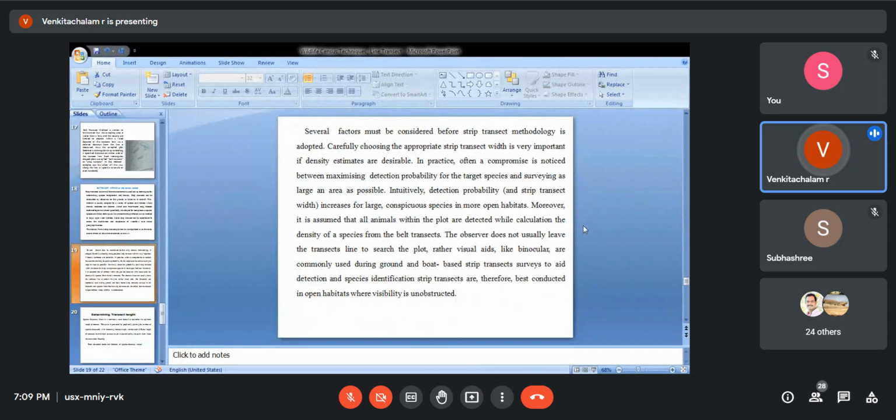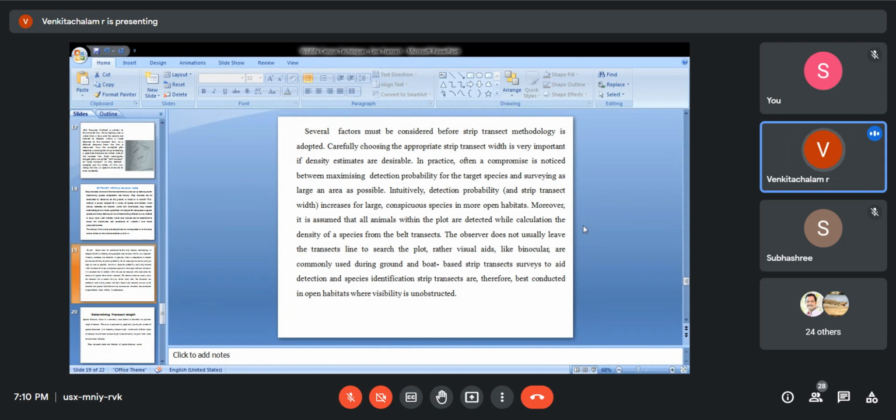There are also some factors that must be considered before strip transect methodology is adopted. We have to choose the appropriate strip width, which is very important if density estimates are desirable. In practice, often a compromise is noticed between maximizing detection probability for the target species and surveying as large an area as possible. Intuitively, detection probability, like width of the transect, increases for large conspicuous species and more open habitats.